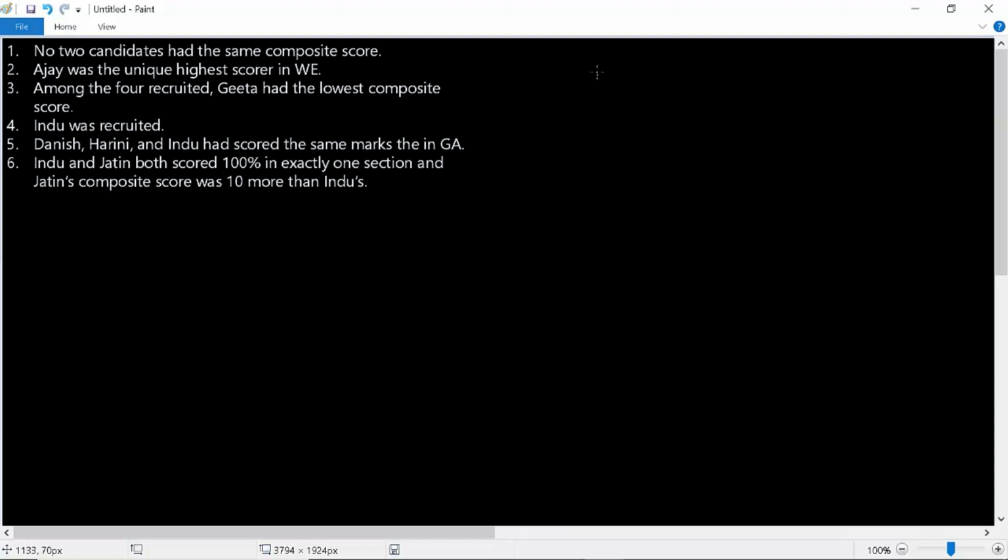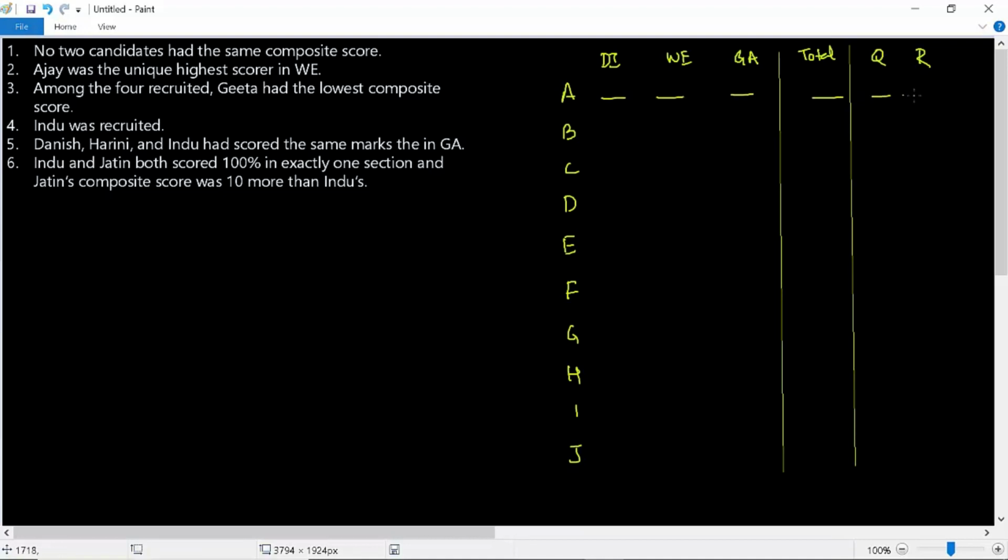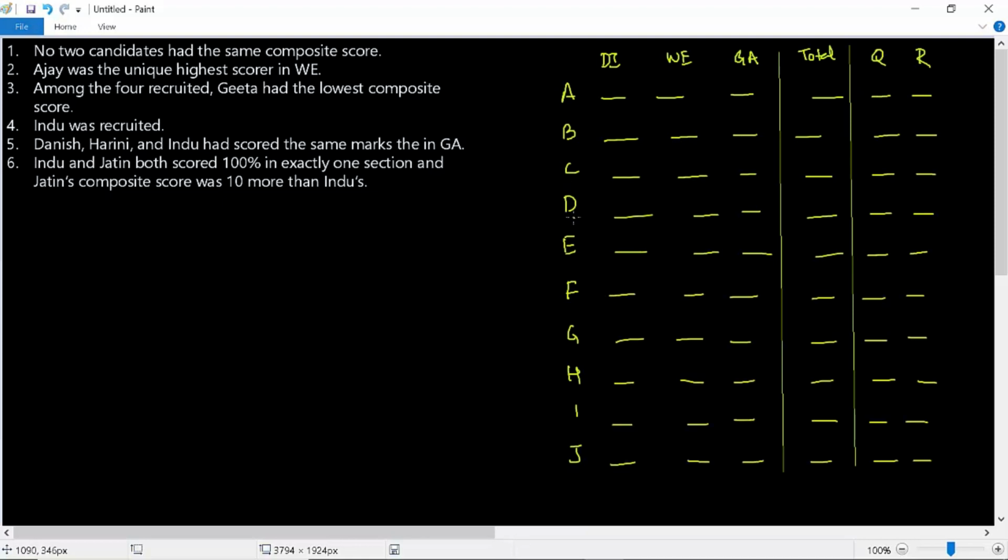So we have A, B, C, D, E. We need to have the DI score, WE, and whether they are qualified, and then they could be recruited after they are qualified. Okay, one table is created. Now it's about filling the data accurately without any error. Let's go ahead and do that. We have 816. Okay, so there we have all the data in place.